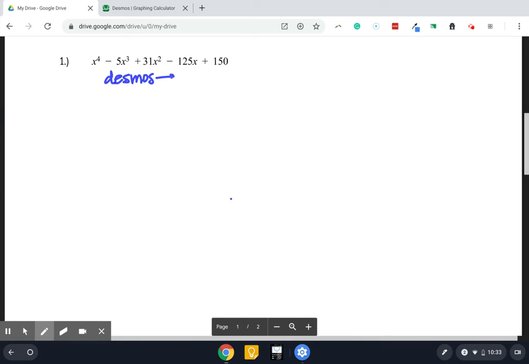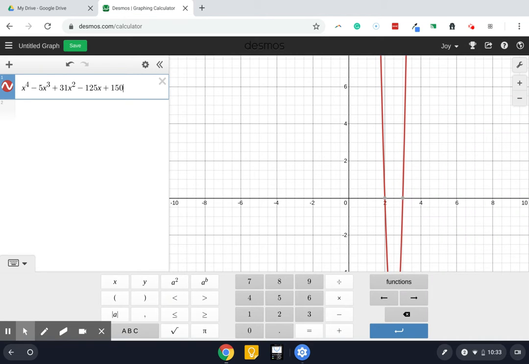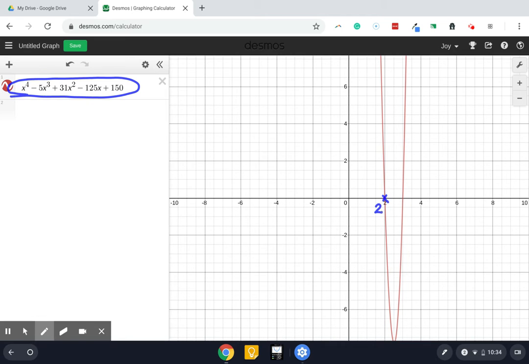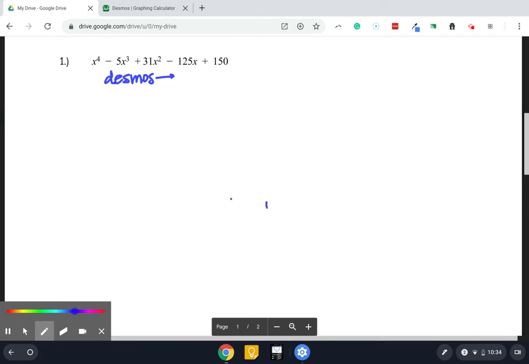is go to Desmos. When I jump over to Desmos, I have it all graphed, right? I just plug it in. There it is, just from the worksheet, and I see I have one solution at 2 and one solution at 3. So I'm going to come back to my worksheet, and I'm going to say 2 and 3 were my answers from Desmos. The reason those are important is I'm about to use them in synthetic division.